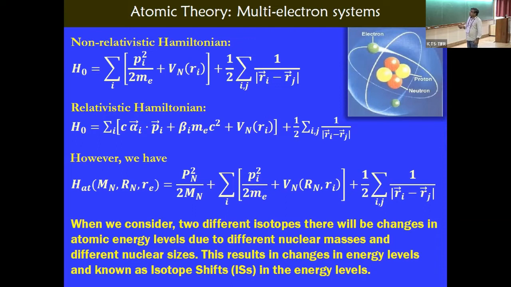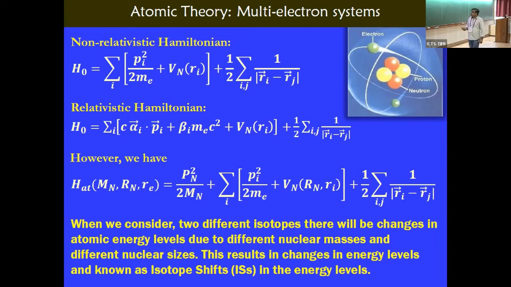Whether in the relativistic or non-relativistic framework, this is actually not the actual atomic Hamiltonian. In fact, in the hydrogen atom also, what we are considering is an approximated Hamiltonian. If you consider, for example, hydrogen to deuterium, or helium 3 to helium 4, or 23 sodium to 25 sodium, there will be a change in the energy levels, and these changes are known as isotope shifts. If you want to calculate those energy levels, then one has to use this kind of atomic Hamiltonian.